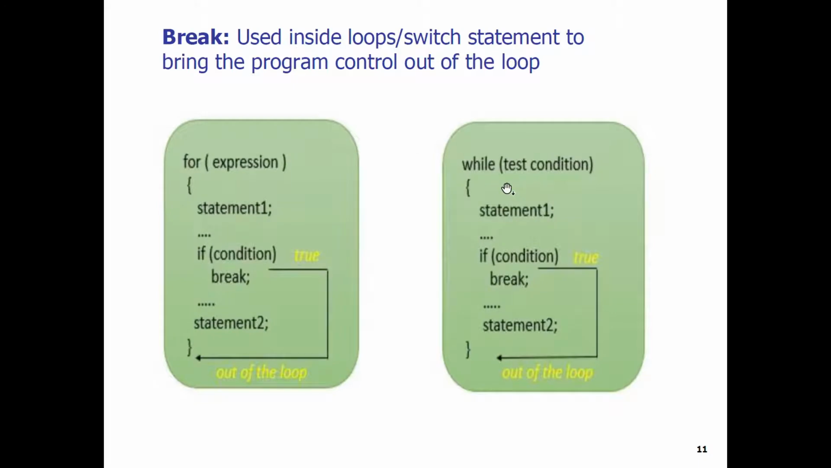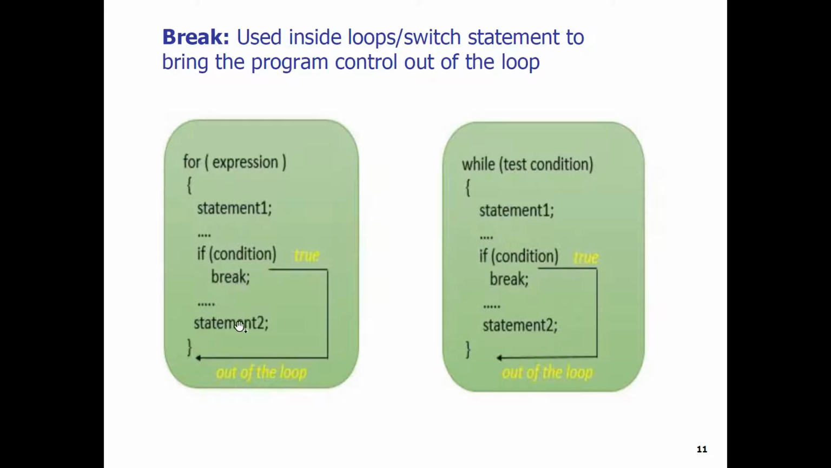Fine. At the same time, we are going to use two more statements: one is the break statement, one more is the continue statement. What is break? It is used inside loops or a switch statement to bring the program control out of the loop. Suppose this is your for loop, and you want to repeat this for loop a number of times, until this expression is true. But inside the for loop you are going to give a condition. If this condition is true, you want to break. What do you mean by break?